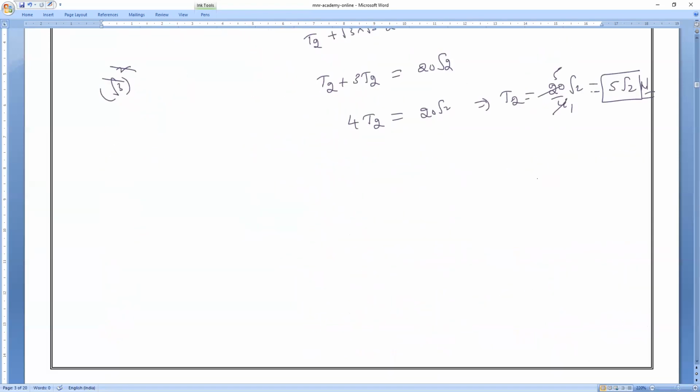T1 we can find easily because we all know that T1 equals root 3 into T2. So root 3 into the T2 value, how much? 5 root 2. I will write it as 5 root 6. Any problem? That is what T1 is. So this is how we have to find the tensions in a given string. Any problem for anybody, you can ask. Clear? Yes, sir.